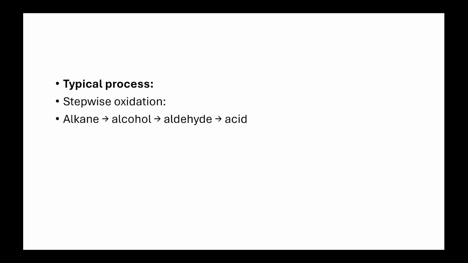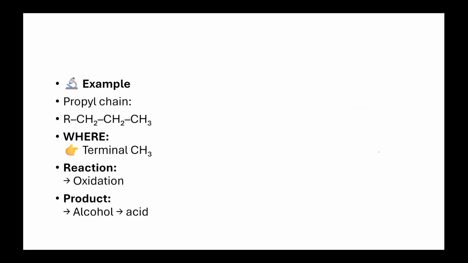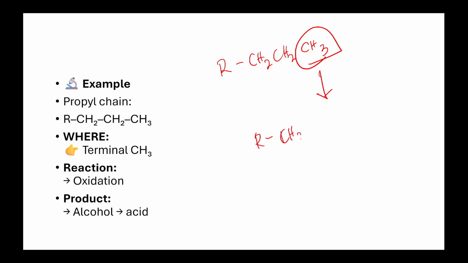And the typical process is simply stepwise oxidation. So an alkane, for example, it would become an alcohol. And after being an alcohol, it becomes an aldehyde. And eventually, it will become a carboxylic acid. Like for example, if our propyl chain, the terminal carbon is easily attacked, provided that there is no neighboring compounds.